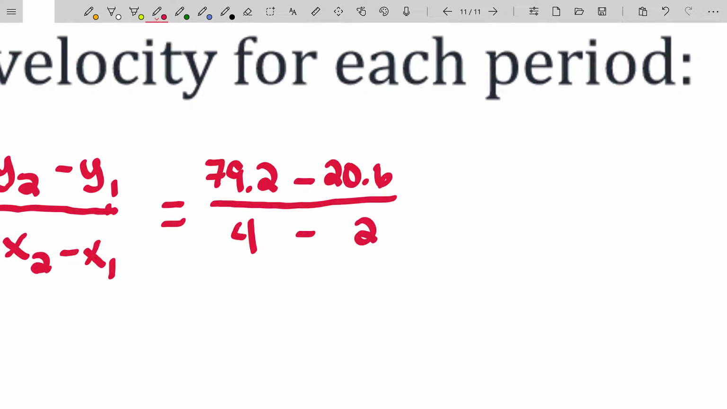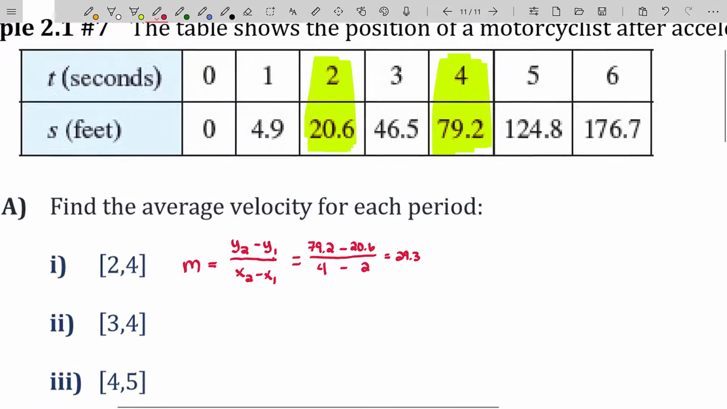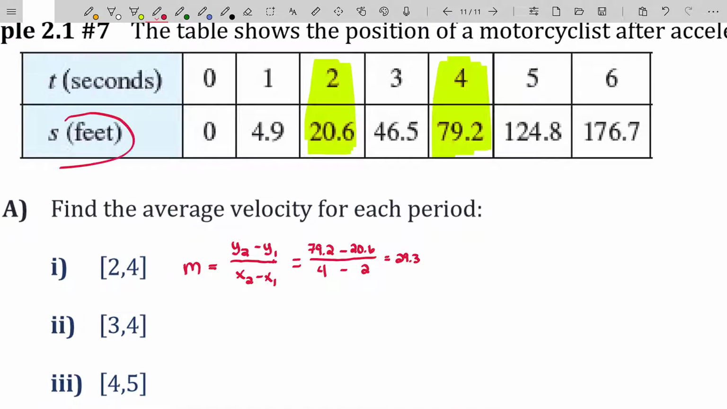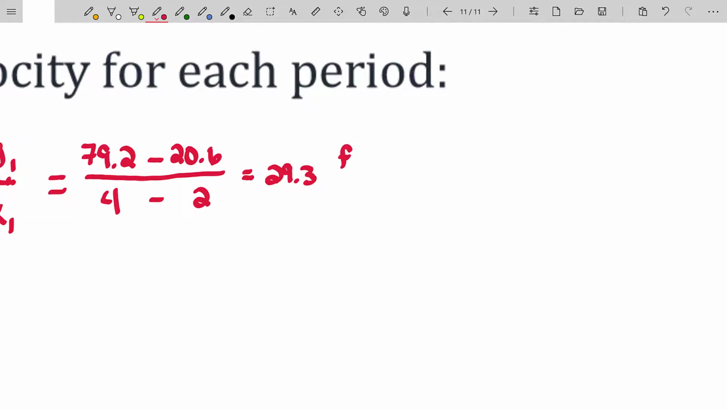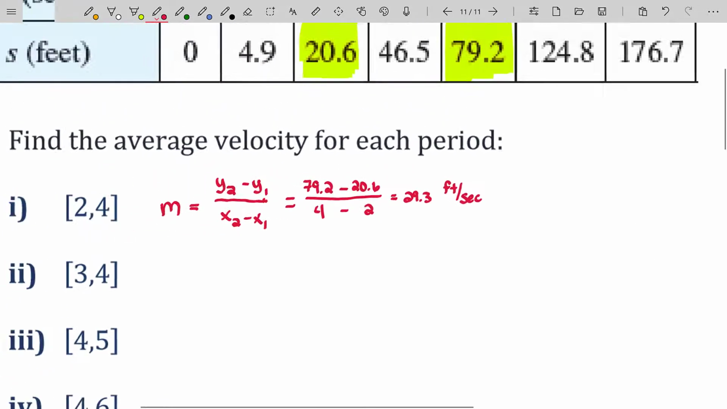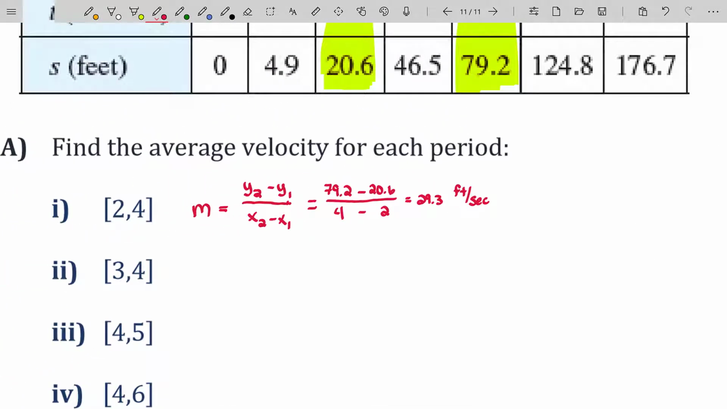And there we would have, once we actually do the computation, the average velocity, which in this case is 29.3. And let's go ahead and put some units on that. Rise over run, rise is in feet, run is in seconds, so that'll be feet per second. That is the average velocity between the second and fourth seconds.